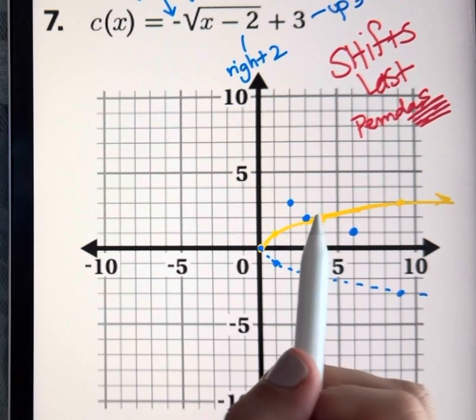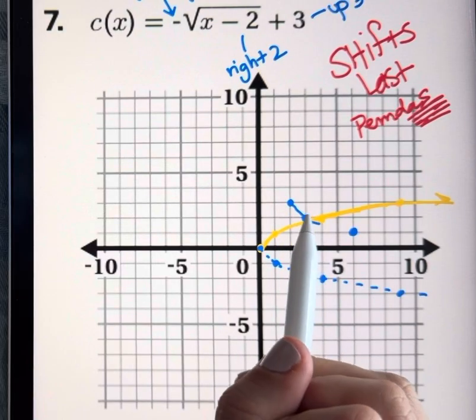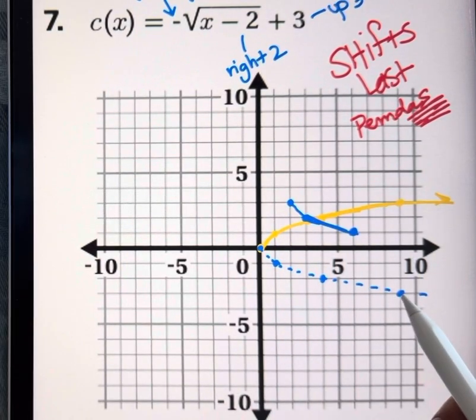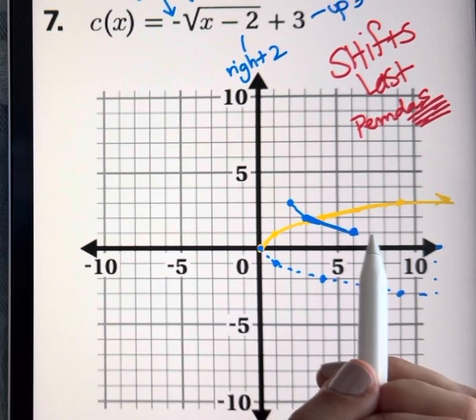Okay, I don't need that one. That one went off the graph. Doesn't mean I can't though. I'm annoyed at myself for giving up. Up 1, up 2, up 3.